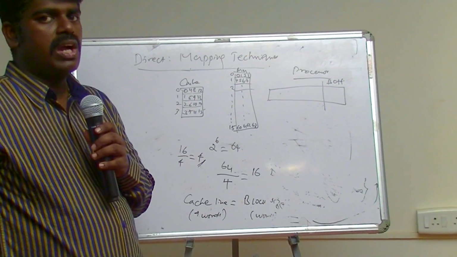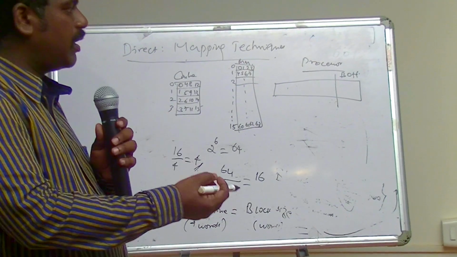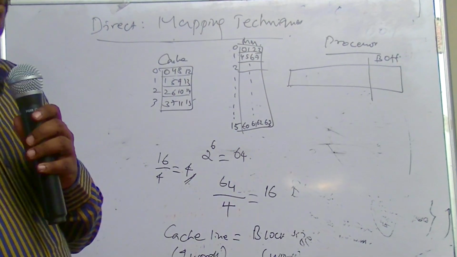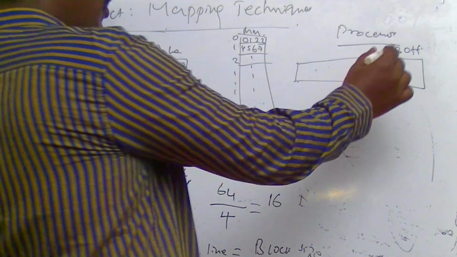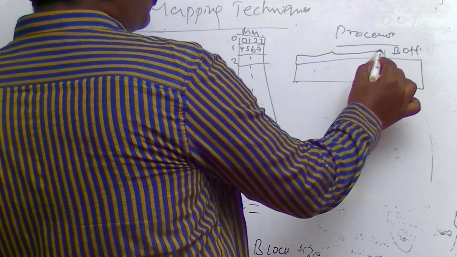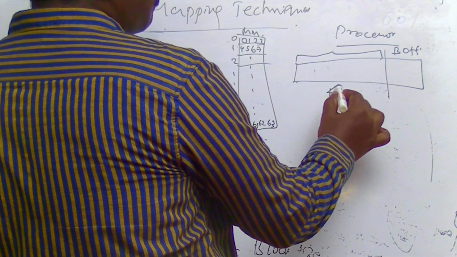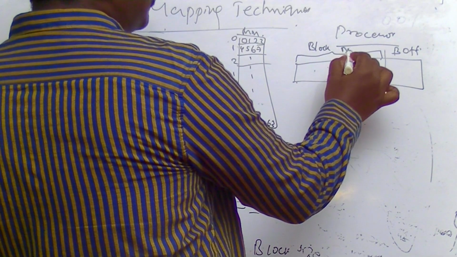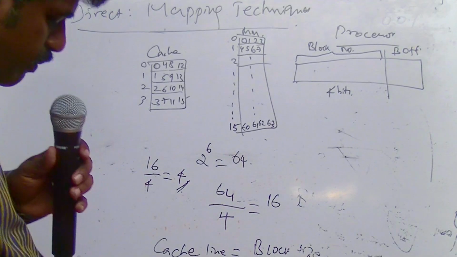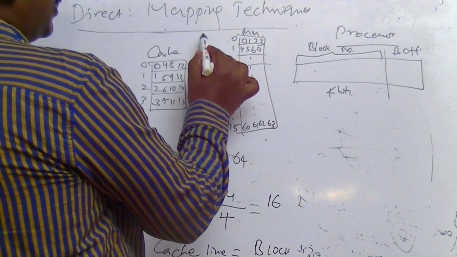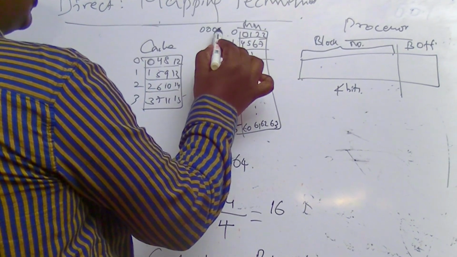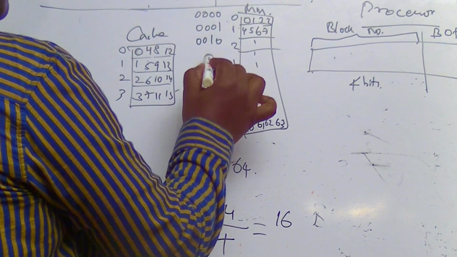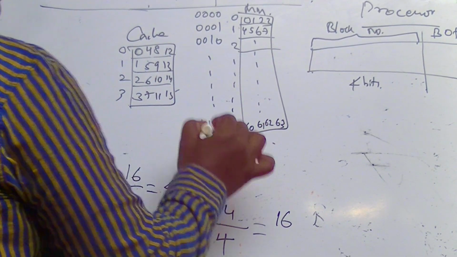First, I will tell you how the processor address is going to get searched in the main memory. So that is the block offset, and the remaining 4 bits will be called the block number. If you give the block number as a binary word, it is 0000, 0001, 0010, up to 1111, right?